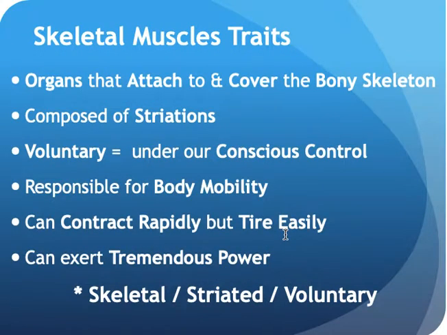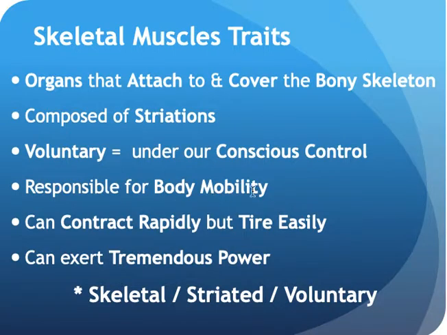So skeletal muscles are organs that attach to and cover the bony skeleton. These are the ones that most people are familiar with, or the things we think about when we're talking about muscle. They're going to be composed of striations. So these are more like the characteristics and how they're going to differ from muscle type to muscle type. But skeletal muscle is going to have striations. They're going to be voluntary, which means that they're under our conscious control, or we can purposely tell our body to move these muscles.